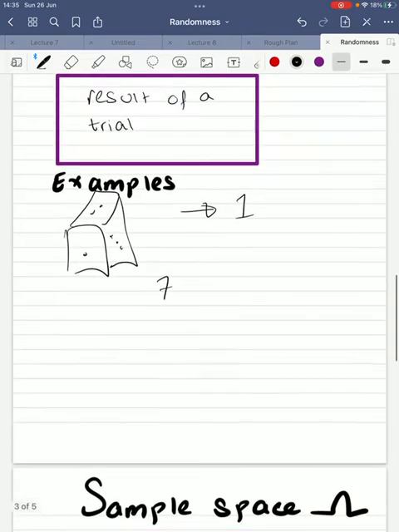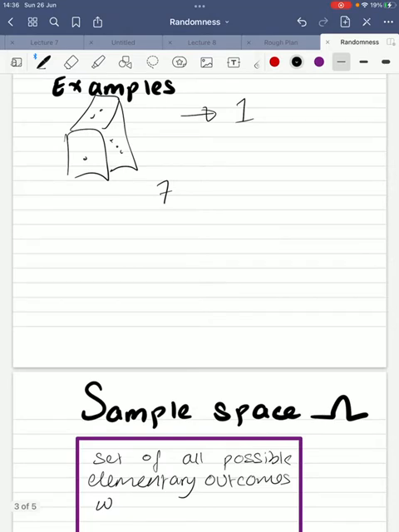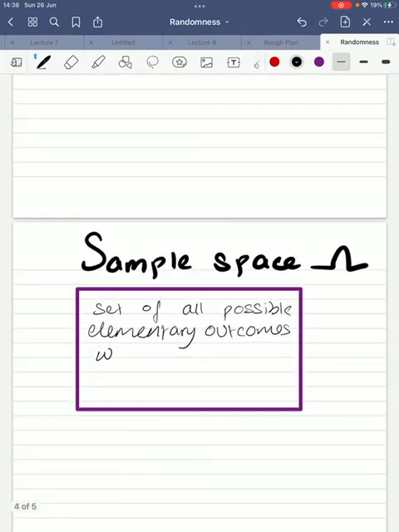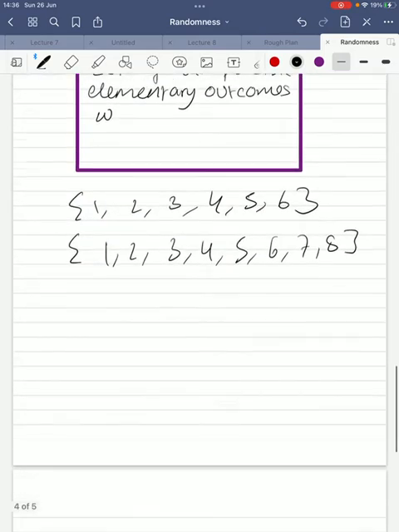The next definition is a sample space, which is big omega. So little omega was one single outcome of a random experiment. Big omega is the set of all possible elementary outcomes. So say we roll our dice again, what are the set of all possible outcomes we could get? Well, we could get a 1, a 2, a 3, a 4, a 5, or a 6. We can't get a 7, for example. Similarly, with the spinner, it's a 1, 2, 3, 4, 5, 6, 7, or 8. You can't get a 9, you can't get a 10. So it's a set of all possible outcomes which could happen.